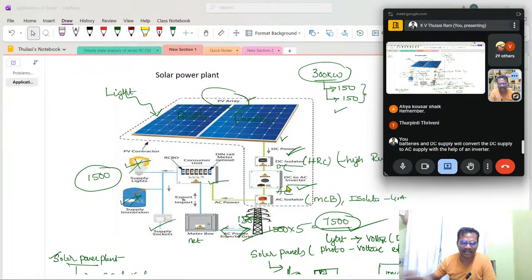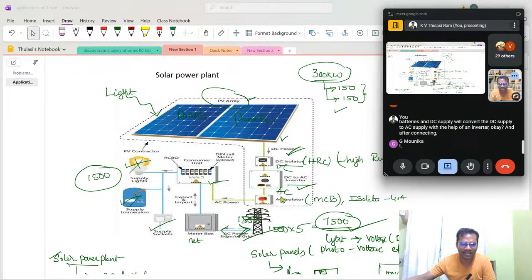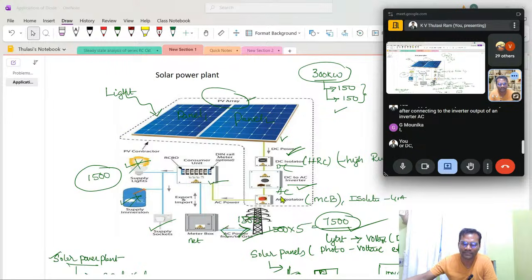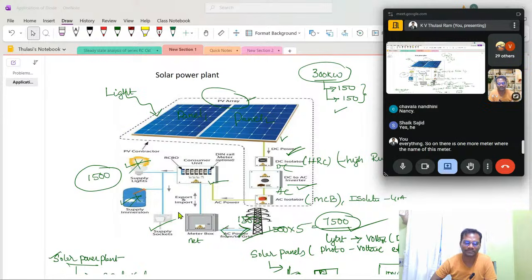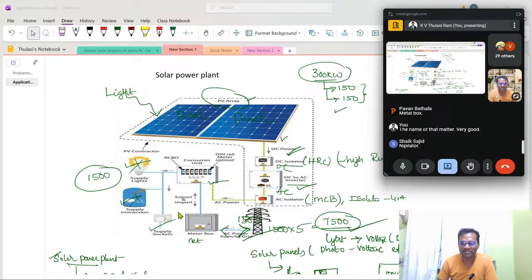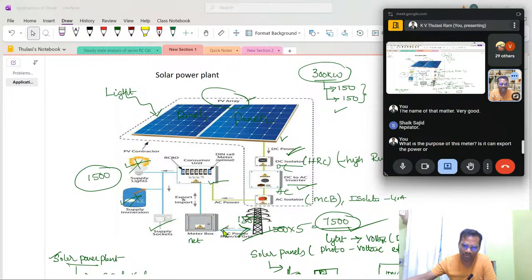After connecting to the inverter, what is the output of the inverter? AC or DC? AC supply. This AC is connected to the fans, lights, computer labs, everything. And there is one more meter. What is the name of that meter? Very good, net meter. What is the purpose of this meter? It can export the power or import the power.